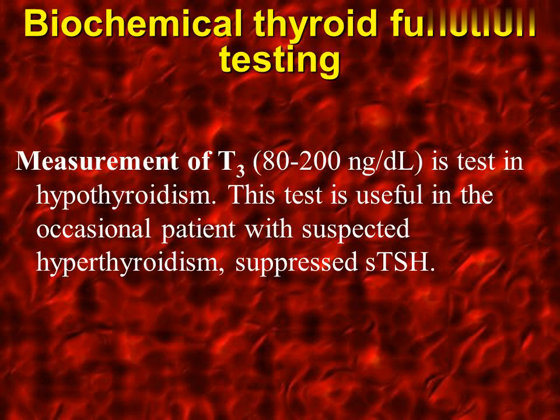Biochemical thyroid function testing. Measurement of T3, 80 to 200 nanograms/dL, is less useful in hypothyroidism. This test is useful in the occasional patient with suspected hyperthyroidism and suppressed sTSH.